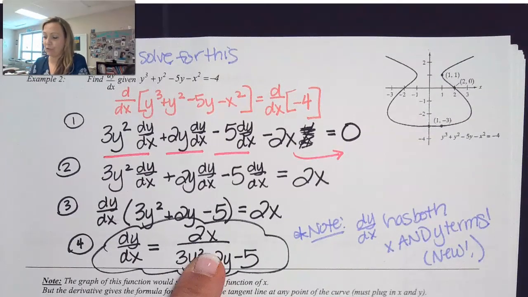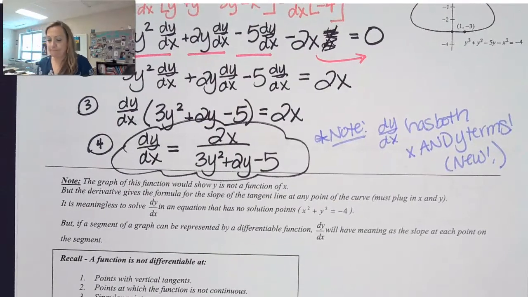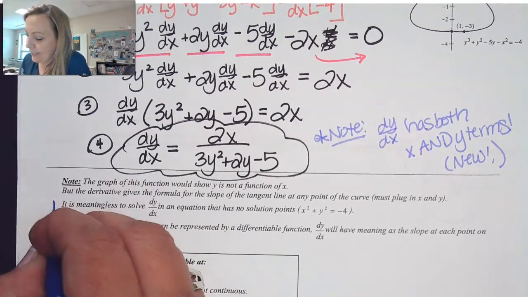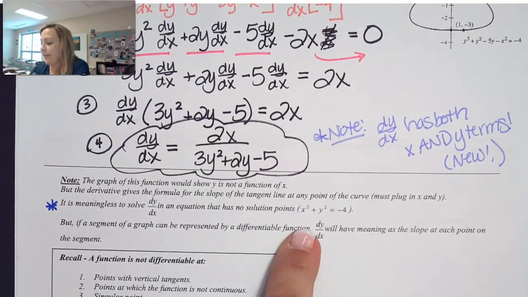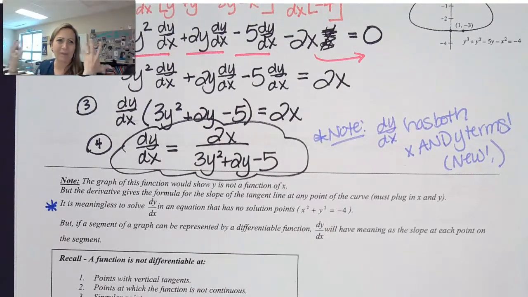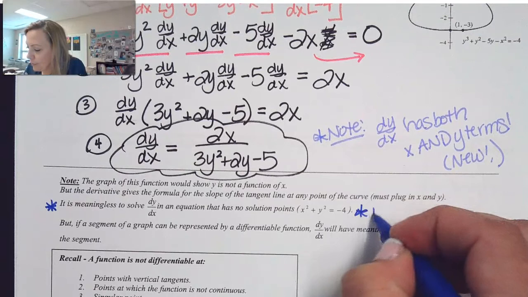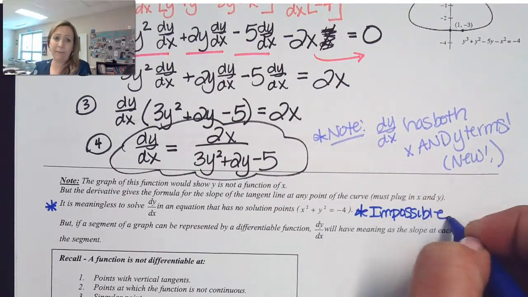It's just that we would have to know both x and y in order for us to do that. So a couple little notes. It is meaningless to solve dy dx in an equation that has no solution points. So if you had something like x squared plus y squared equals -4, yes, that looks like an equation, but let's think about it. That's a circle with a radius that's not there. So this is something that's impossible. So it would be silly for us to differentiate this, even implicitly.